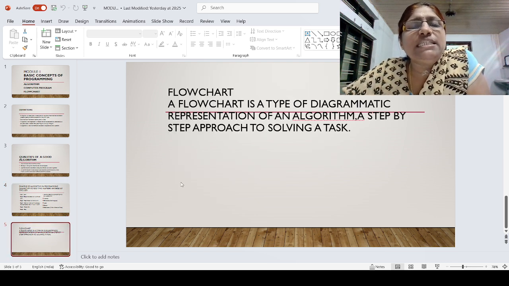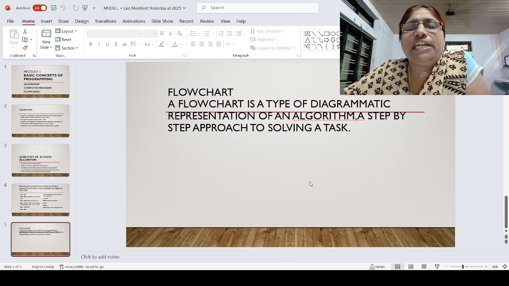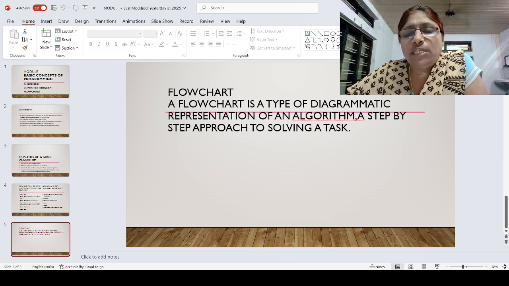The last one is flowchart. Algorithm, computer program, and flowchart. What is a flowchart? A flowchart is a type of diagrammatic representation of an algorithm by a step-by-step approach to solving a task.